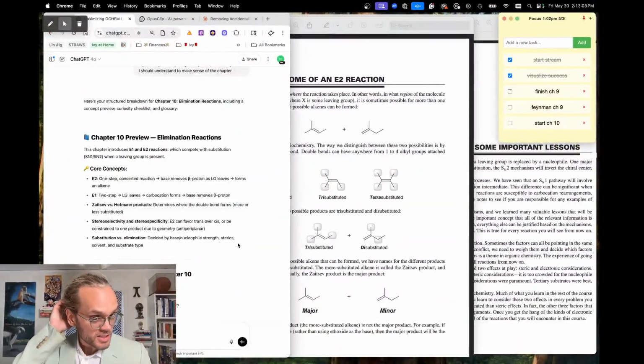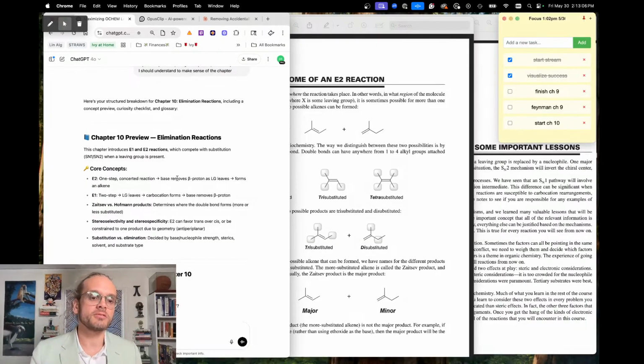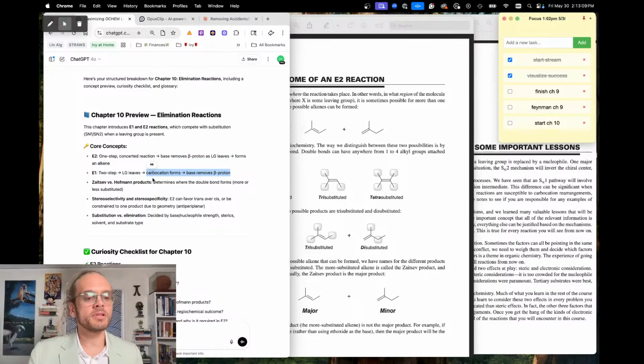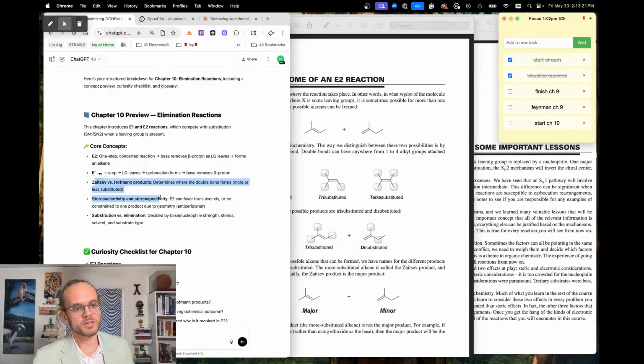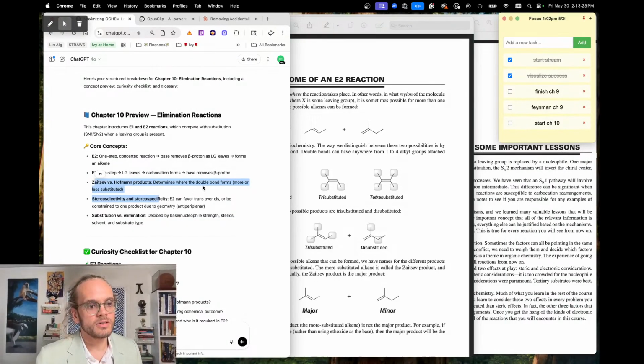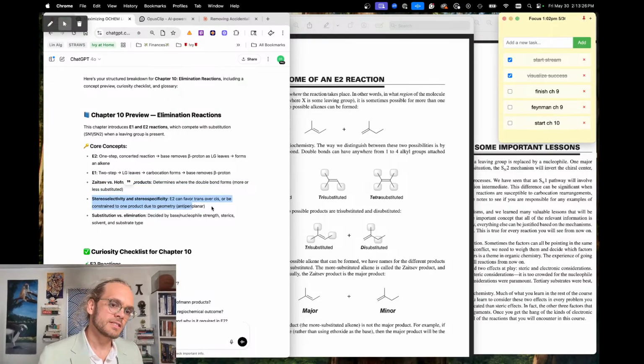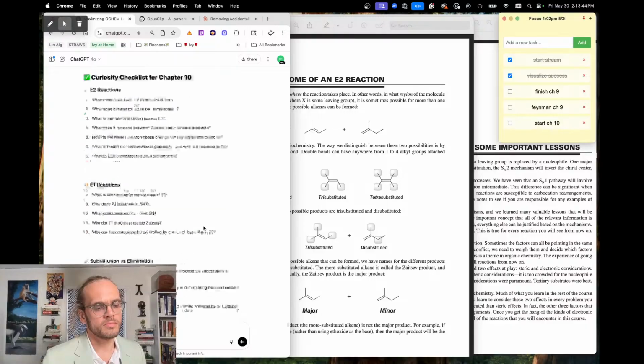Let's look at this. Okay, E2 is a one-step concerted reaction. That's the keyword. Base removes the beta proton. E1 is two-step. The leaving group leaves, and then the carbocation forms. So it's like the SN1. Base removes beta proton. Zaitsev and Hoffman products determine whether the double bond forms more or less substituted. Stereoselectivity and stereospecificity. E2 can favor trans or reverse cis, or be constrained to one product due to geometry, anti-periplanar. Substitution versus elimination is set by the base/nucleophile strength, sterics, solvent, and substrate type.